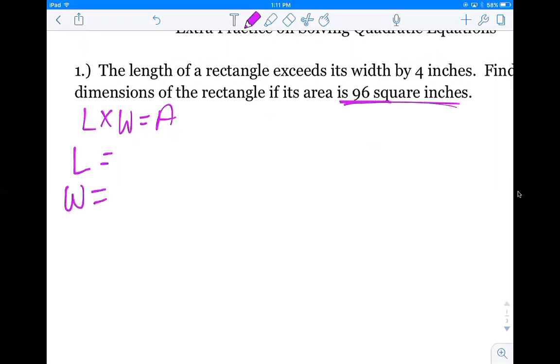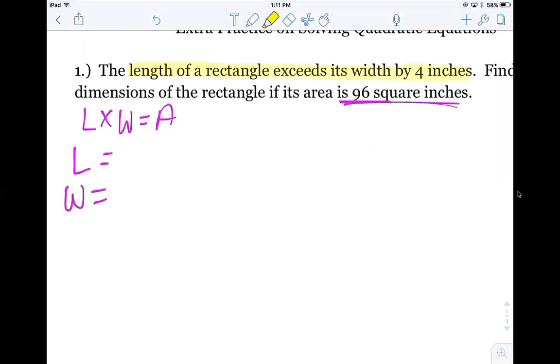Remember, length is always the longest side. It says the length of a rectangle exceeds its width by 4 inches. We don't know what the width is going to be, so we're going to make that x. The length, L, is going to be whatever the width is plus 4, because it exceeds it by 4 inches.